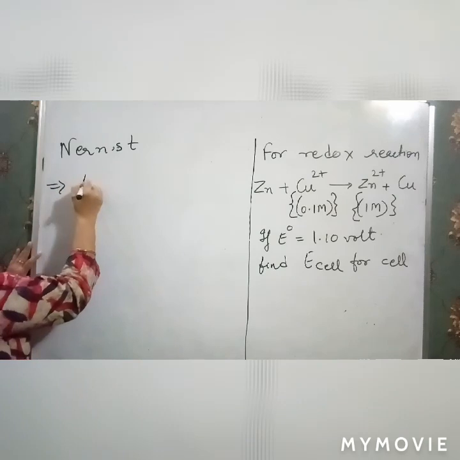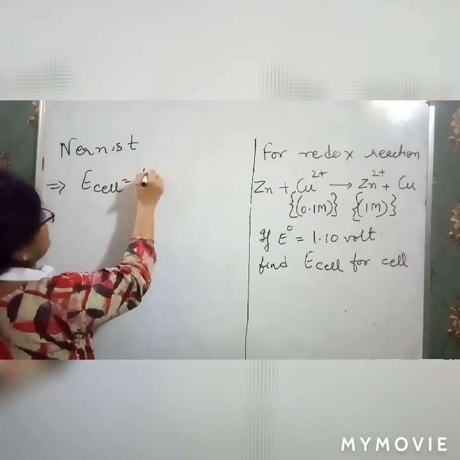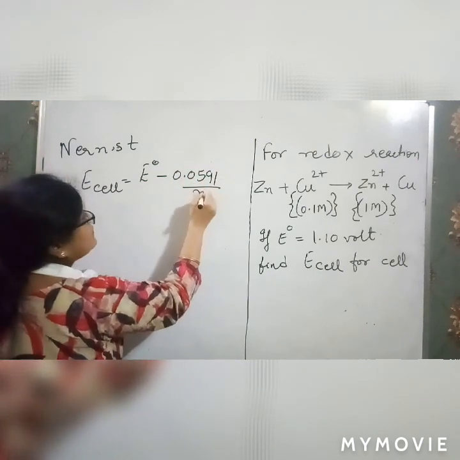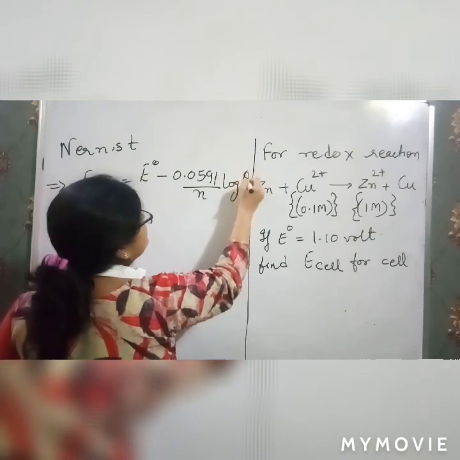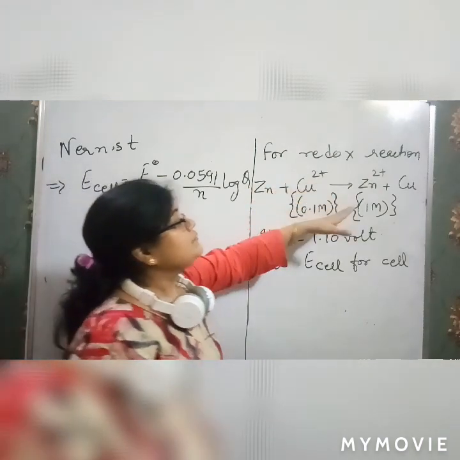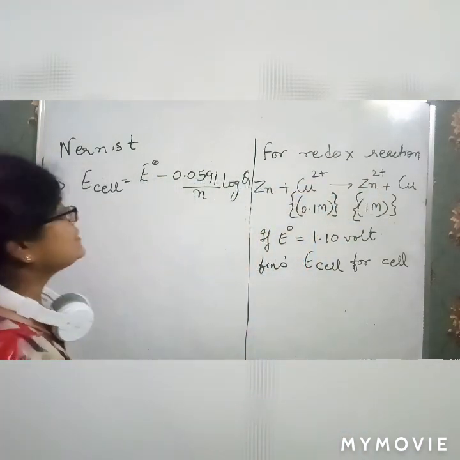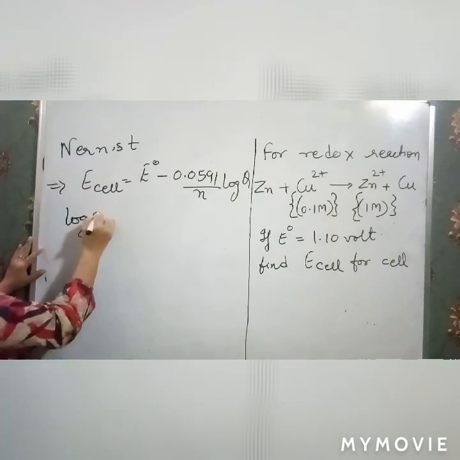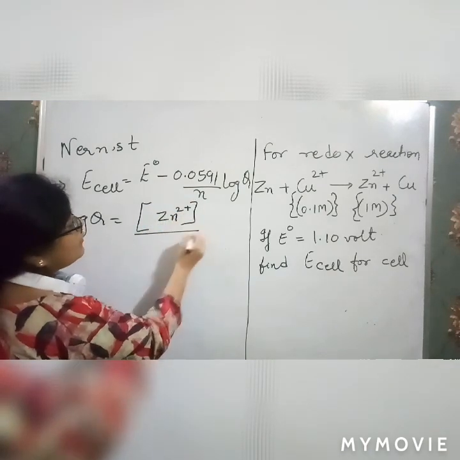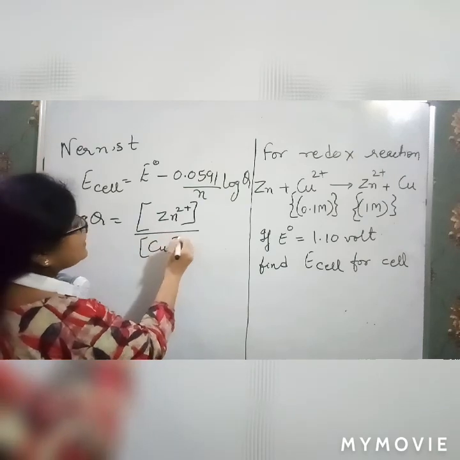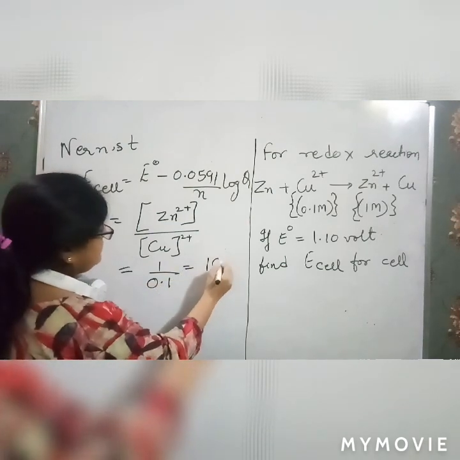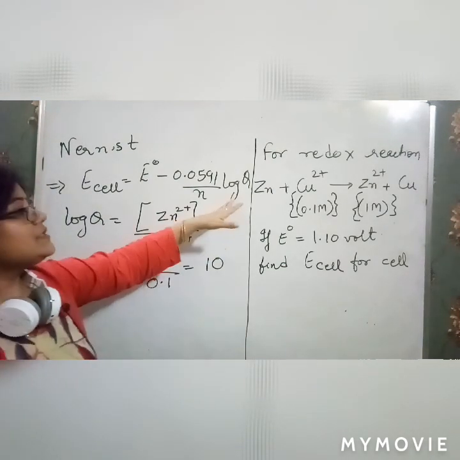So we just remember the Nernst equation. So the Nernst equation is what? E of cell is equal to standard electrode potential minus 0.0591 over n, times log Q. What is Q? Q is the ratio of product over reactant. So firstly we find the value of Q. So we have Zn 2 plus over Cu 2 plus. Okay. So we have here 1 over 0.1, that is 10. Clear? So the value of Q is 10 for this redox reaction.